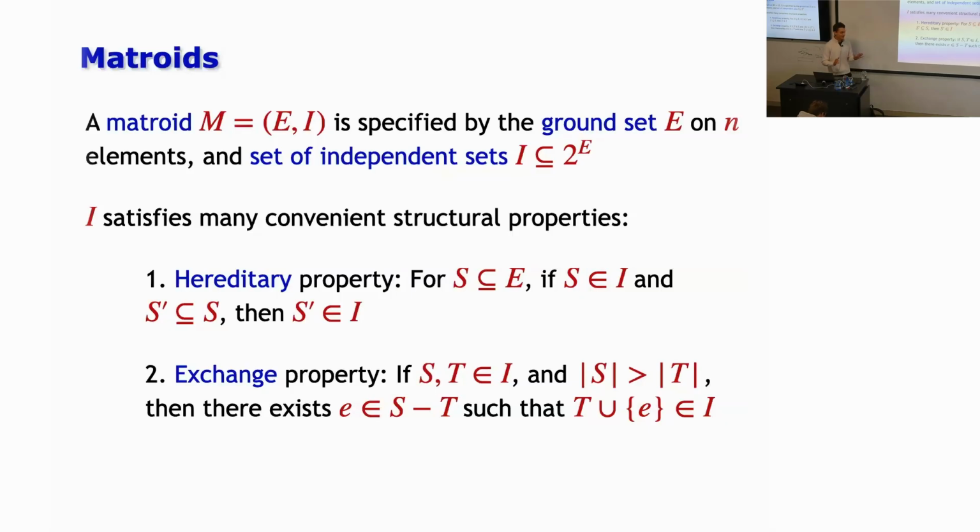It might seem a little bit arbitrary that these are the definitions that we're imposing on this set system to call it a Matroid. But as we'll see on the next couple of slides, there are actually very many concrete examples where this notion of independence does satisfy these convenient properties.